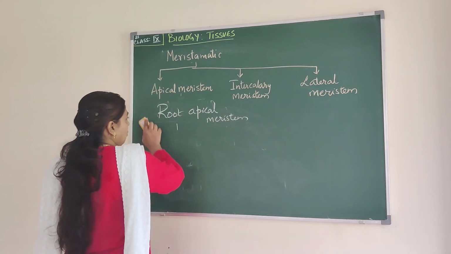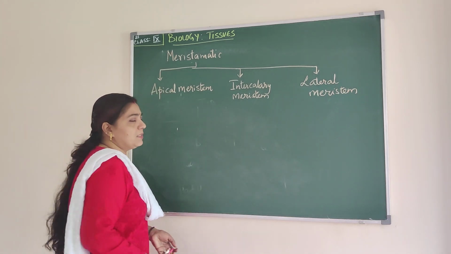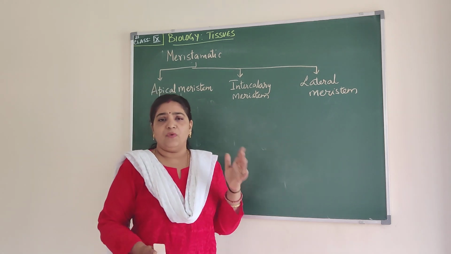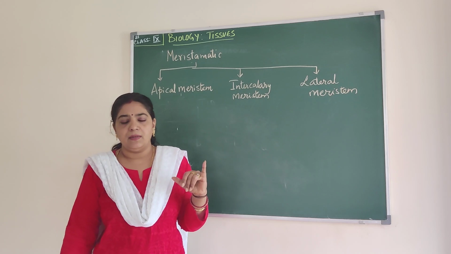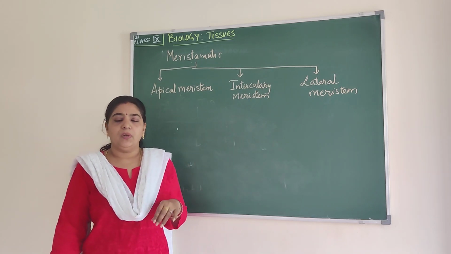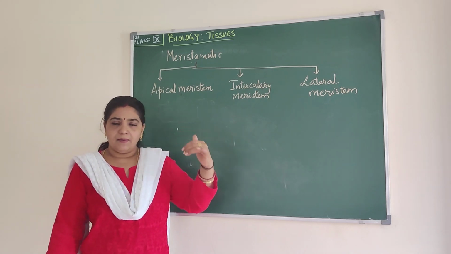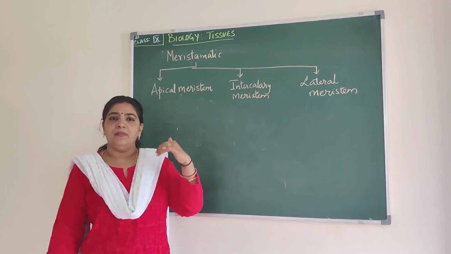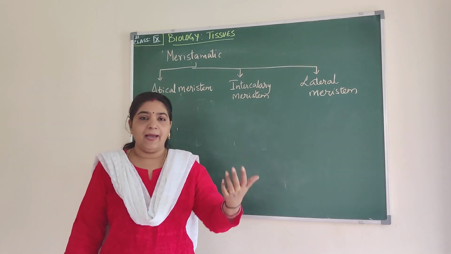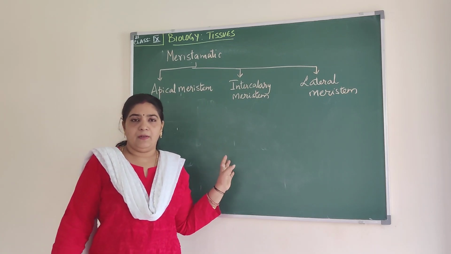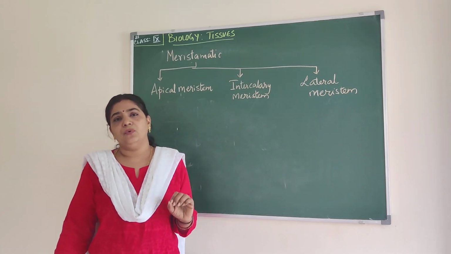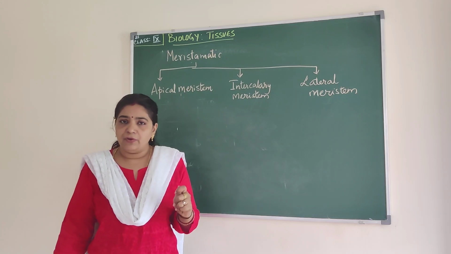I hope now you understood what is the apical meristem and what is the function of apical meristem. We have two types, that is stem apical meristem and root apical meristem. The stem apical meristem will help in increasing the height of the plant, and the root apical meristem will help the roots to grow, and it will have a root cap.